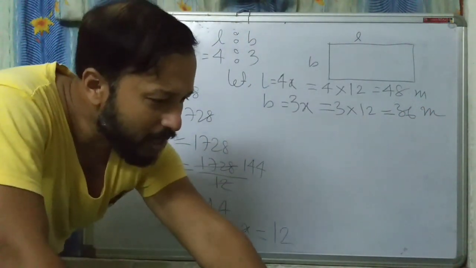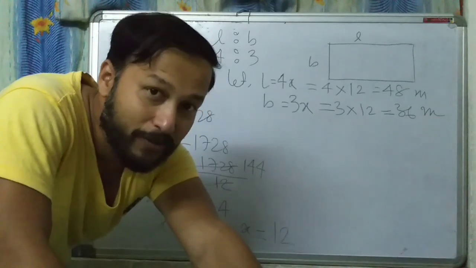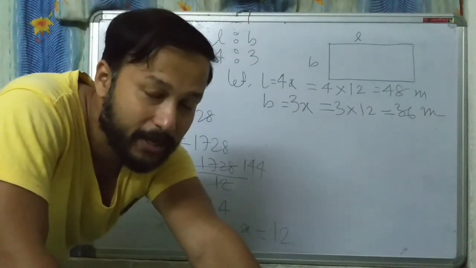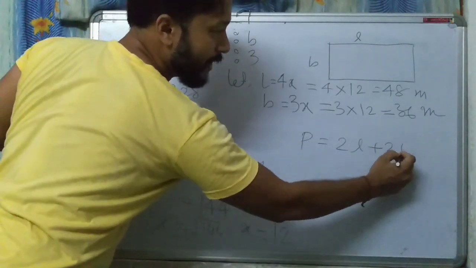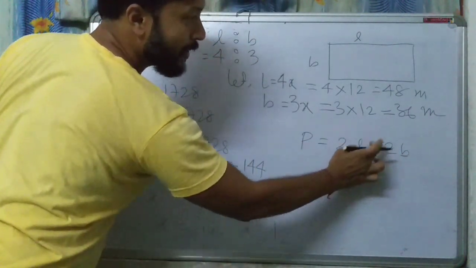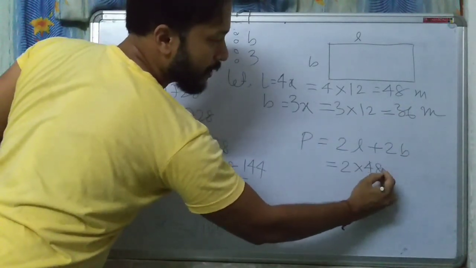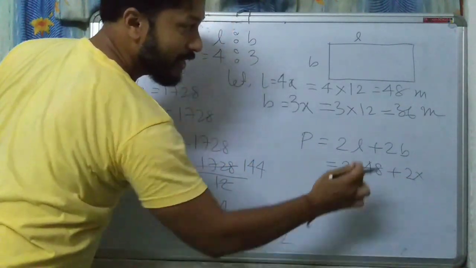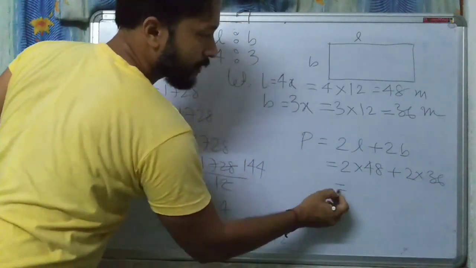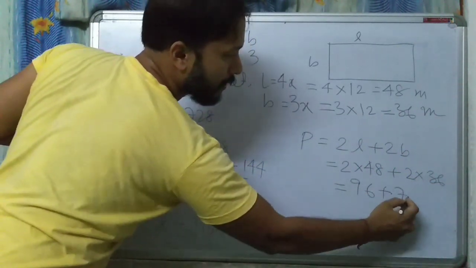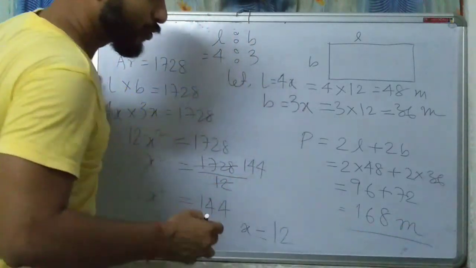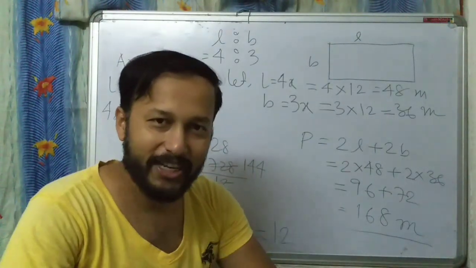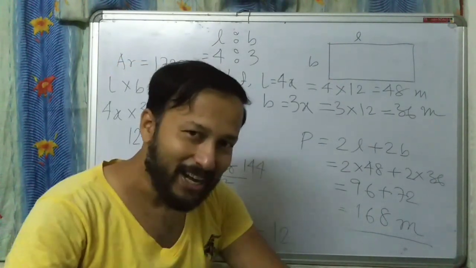But what we have to find here? Find its perimeter. The sum is not finished yet. So perimeter equal to 2L plus 2B. 2L, what is L? 48. Plus 2B, what is B? 36. So perimeter equal to 168. Understood? Let's see the next question.